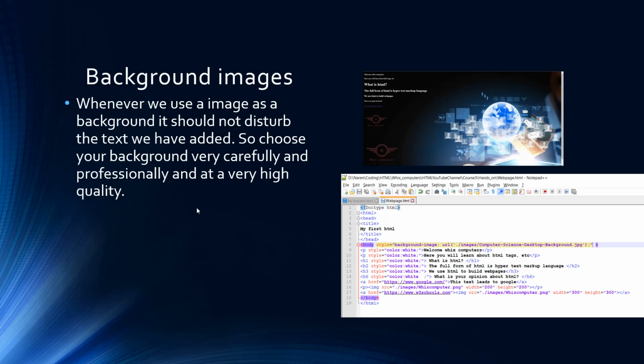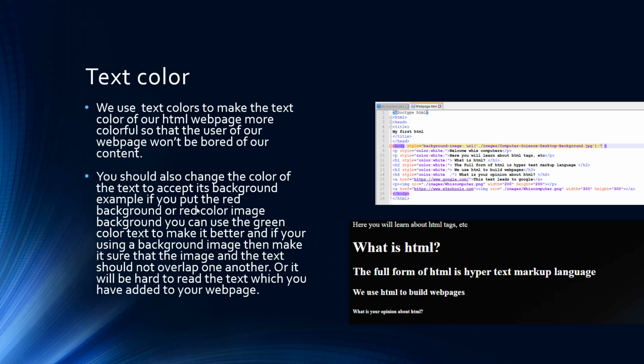Now let's move on to the text color. So we use text colors to make the text of our HTML web page more colorful, so that the user of our web page won't be bored with our content. You should also change the color of the text to suit its background. For example, if you put a red background or red colored image, you can put green colored text to make it look better, or purple will also be nice. So you can choose any of these colors. You can also have a look at the color wheel if you want and use any color which is opposite to red.